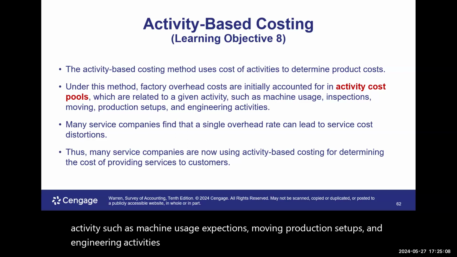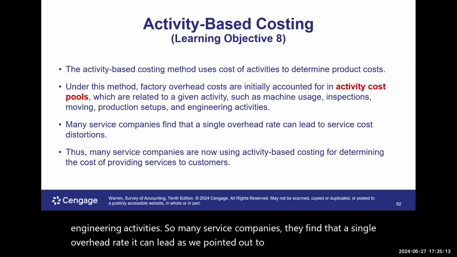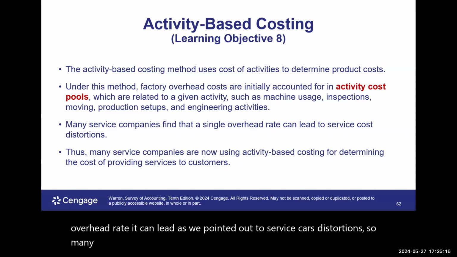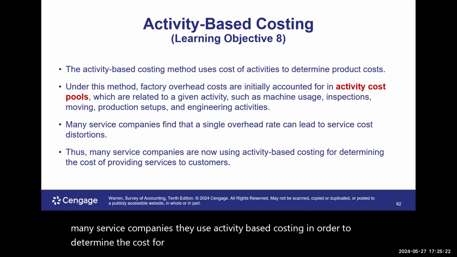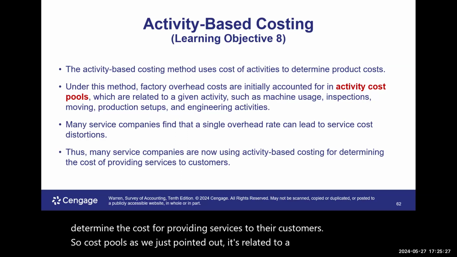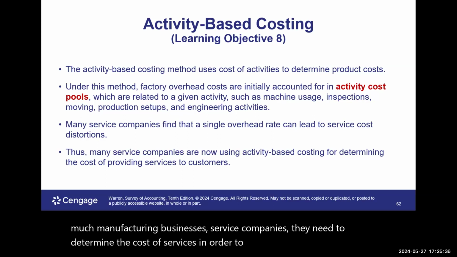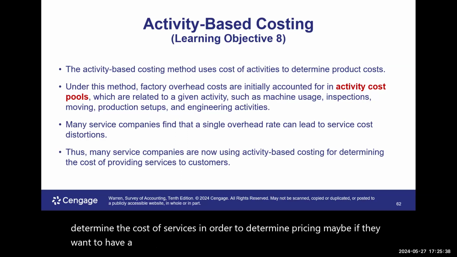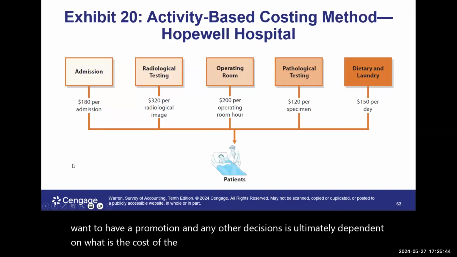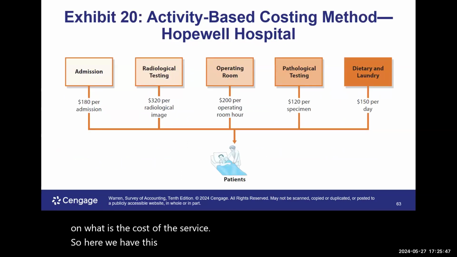Many service companies find that a single overhead rate can lead, as we pointed out, to service cost distortions. So many service companies use activity-based costing in order to determine the cost of providing services to their customers. Cost pools, as we just pointed out, are related to a given activity. And much like manufacturing businesses, service companies need to determine the cost of services in order to determine pricing, maybe if they want to have a promotion, and any other decisions ultimately depend on the cost of the service. So here we have this example with Hopewell Hospital.